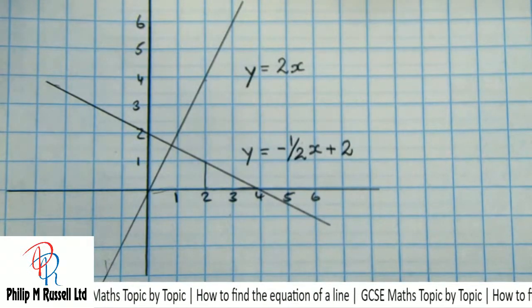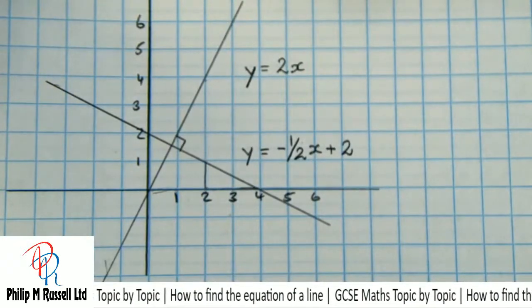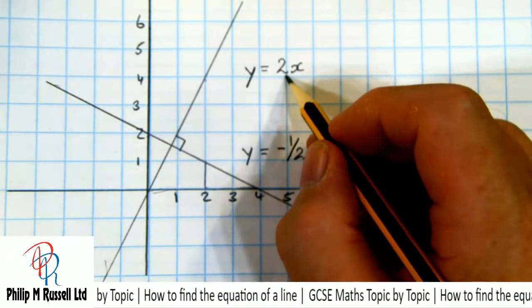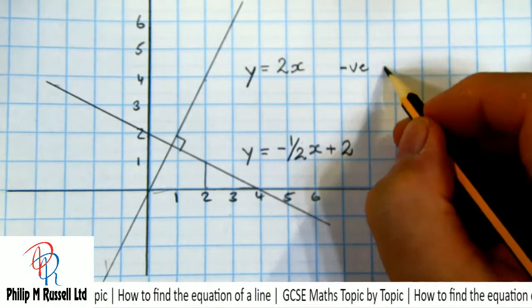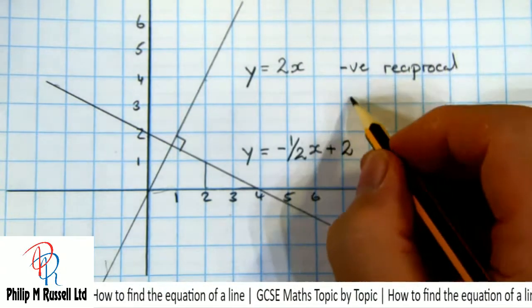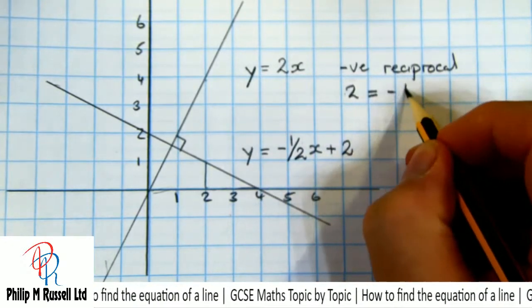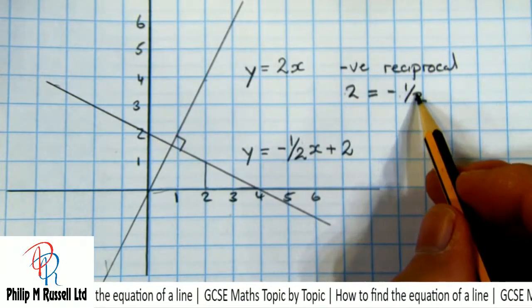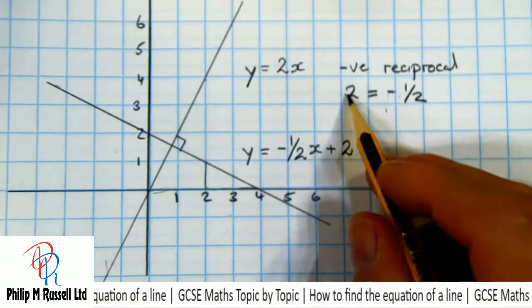Now, these two lines are at 90 degrees to one another, and I could actually work out there's a relationship between them, because if I take 2 and I work out the negative reciprocal, I get 2 gives me minus a half. And if I work out that one, which is the negative reciprocal, well, negative is going to make that positive, so it can be positive.